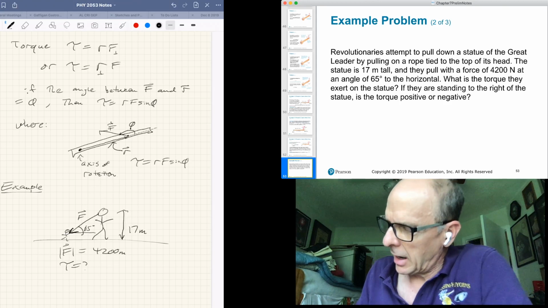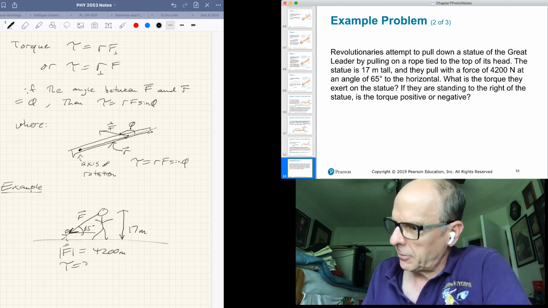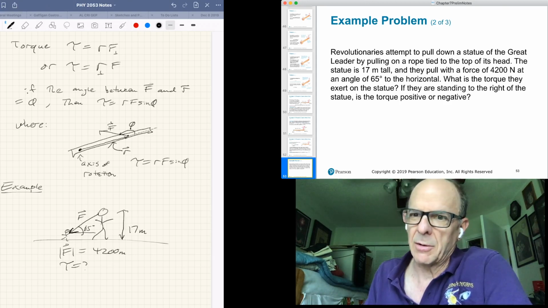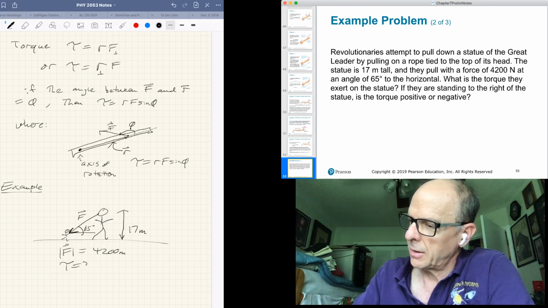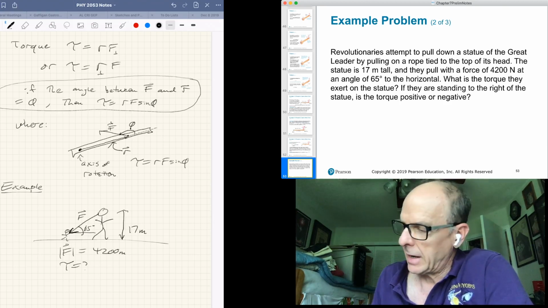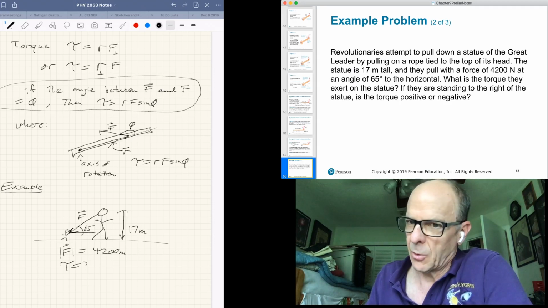The torque is rF sine phi, but here's where we have to be careful about those angles, because this angle is relative to the horizontal. This is not phi. This line here is not the r vector. That's why it's so important that the angle phi is the angle between the force vector and the line connecting the pivot point to the force.